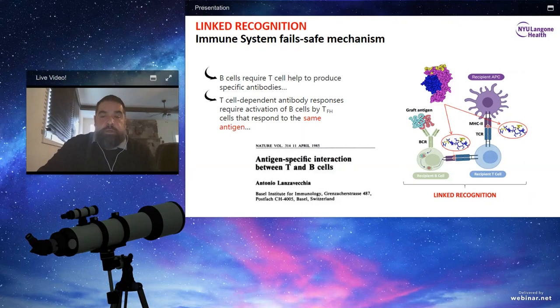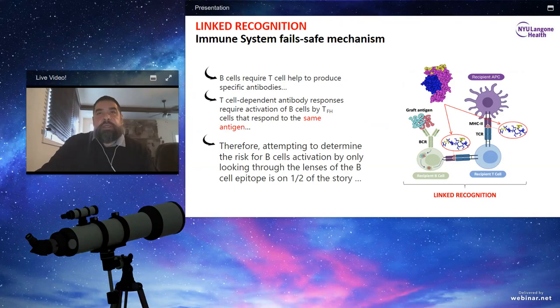And you can see that this already links the two branches together to the same original stimulation, right? And you'll see why this is important in a second. So attempting to determine the risk of activation of the B cells, and therefore the risk of de novo DSA, by the length of the B cell epitope is to me just half of the story.